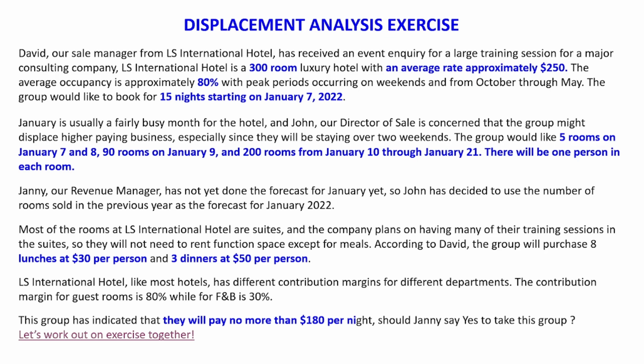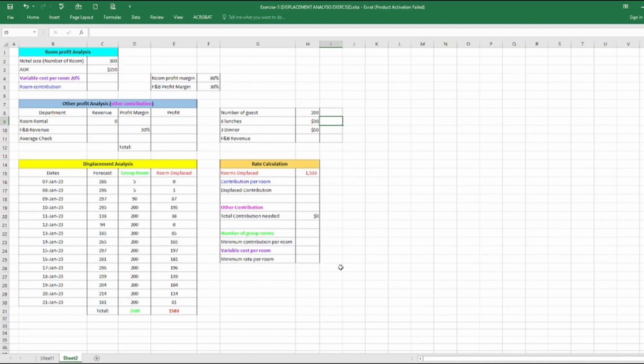This group has indicated that they will pay no more than $180 per night. Should Jenny say yes to take this group? Let's work out together on the exercise. On this Excel spreadsheet, you will see we divide a room profit analysis. We will talk about other profit analysis, displacement analysis, and rate calculation.